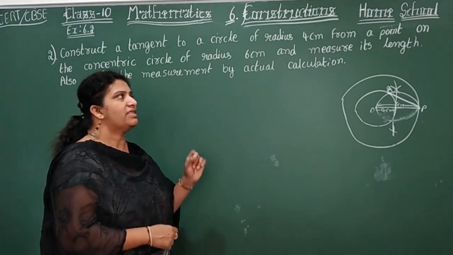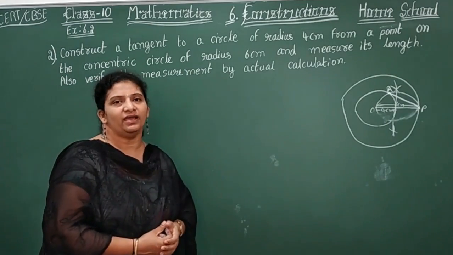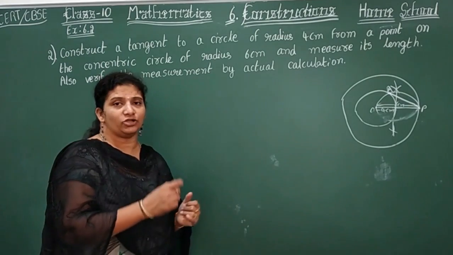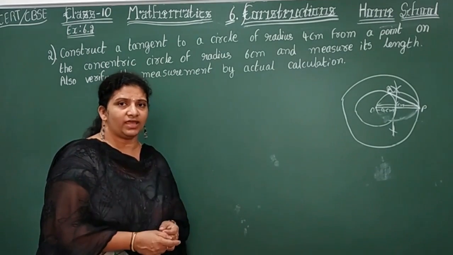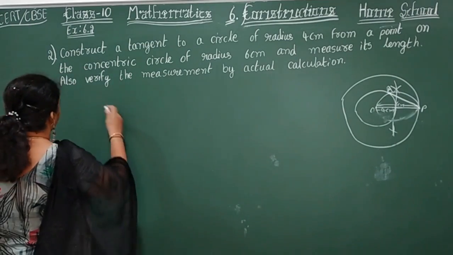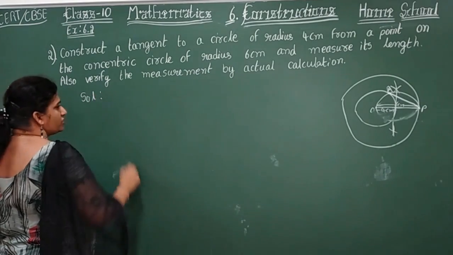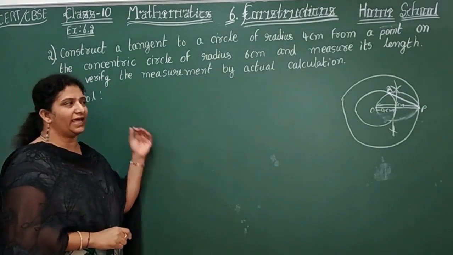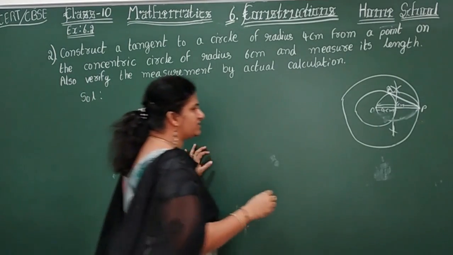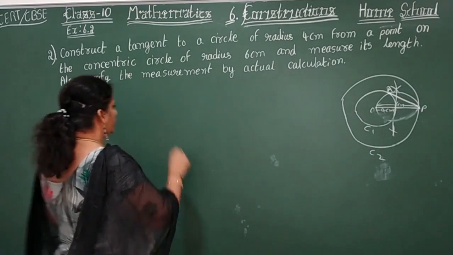So here they asked to measure its length and verify the measurement by actual calculation. With scale you measure and you apply the formula, and with actual measurements you find out that one. So now let's start your problem here, children. Solution. So let us start with what they have given us. So there are 2 concentric circles here. Let this be C1, let this be C2.